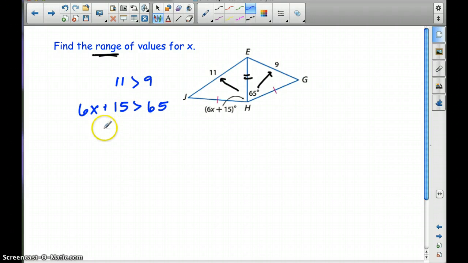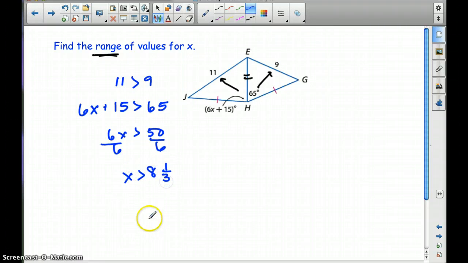So when we solve that, we're going to get 6x is greater than 50. Divide by 6 on both sides, and we're going to get x is greater than 8 1/3. So we know x is going to be greater than 8 1/3.